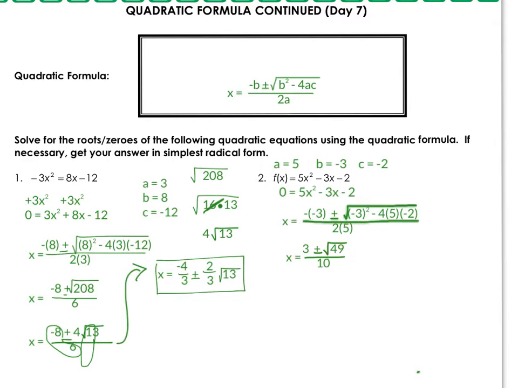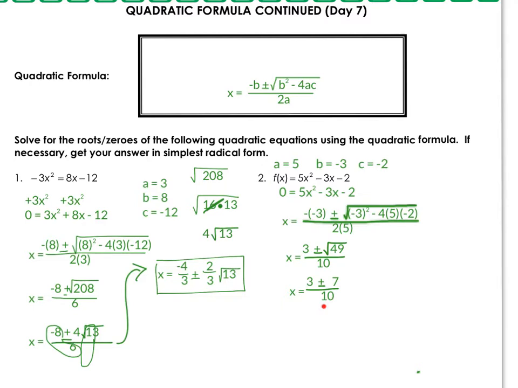And then everything over 2 times 5 is 10. Now, I can take the square root of 49 because it's on the VIPS list, so this is going to become 7. So when I replace that radical 49 with the 7, I see 3 plus minus 7 over 10. Now, these are fractions that I can actually go ahead and simplify.